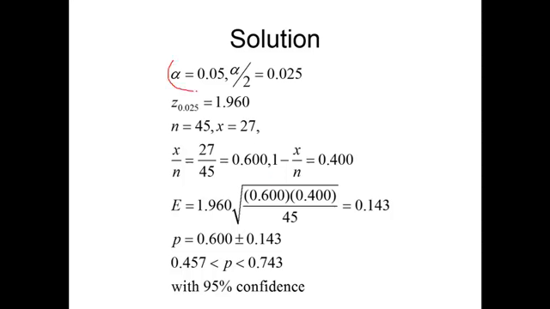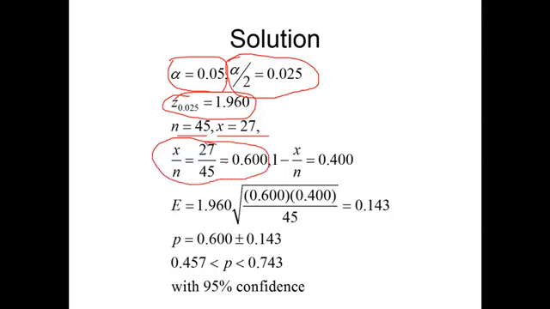Okay, so 95% gives me alpha equal to 0.05. Divide that by 2 and do a table lookup on that. N is 45, X is 27. We carry out the division, and it's 0.600. I do 1 minus that, which is 0.400. I feed my formula for the standard error of the mean all of these different numbers and grind it out at 0.143.